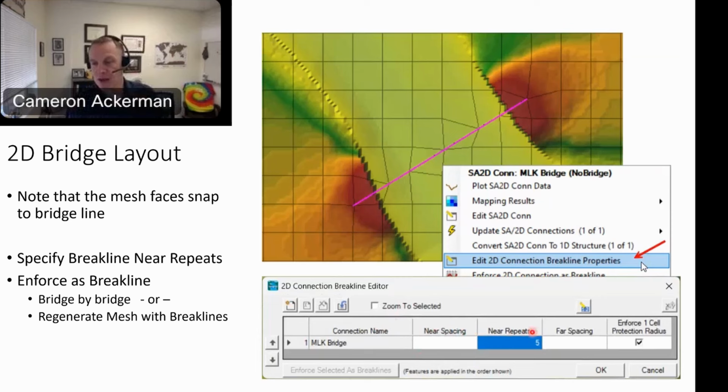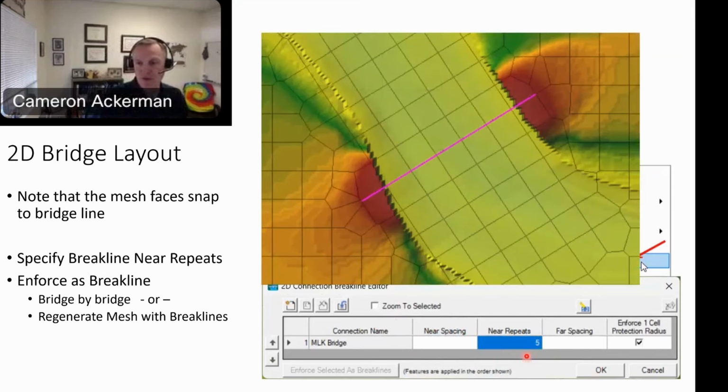And then we're often going to use this near repeats feature, which is going to apply that break line upstream and downstream a number of times. In this case, the example is 5. So when that gets applied, now you can see we've got cells that are aligned with flow 5 cells away. Again, you can specify that as many times as you like. You can add additional break lines, but this is the rudimentary first cut at it.